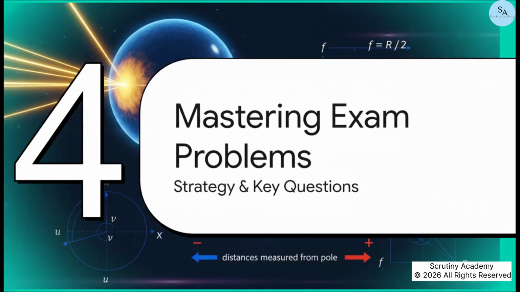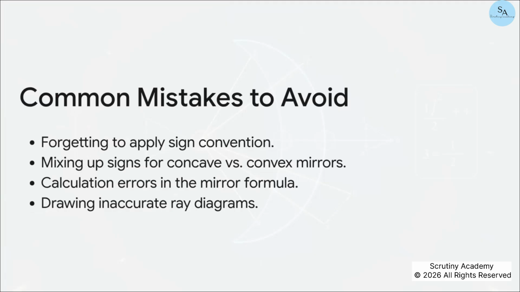All right, so we've got the theory down, we know how to draw the diagrams, and we have the formulas. So how do we put it all together to absolutely crush it on an exam? Let's talk strategy. First things first, let's talk about the common mistakes so you can avoid them. The number one error is forgetting to apply the sign convention when you plug numbers into the formula. Another big one is mixing up focal lengths. Just remember, a concave mirror that converges light has a negative f, but a convex mirror that diverges light has a positive f. And of course, always double check your math and try to draw neat diagrams. Avoiding these traps is half the battle won.